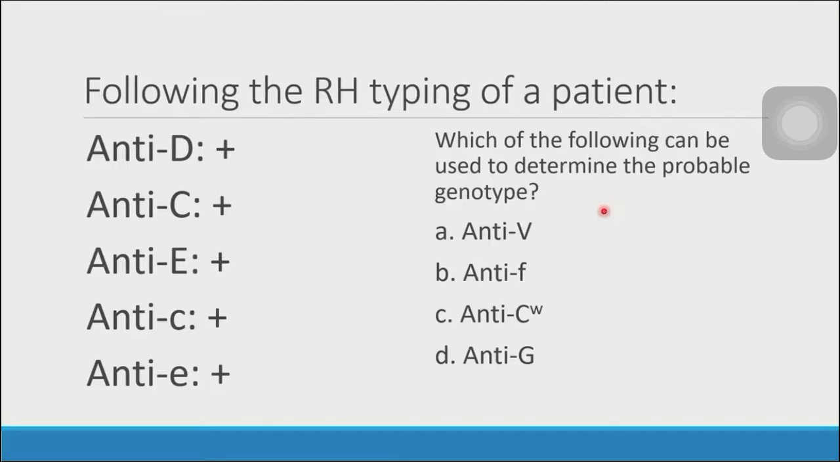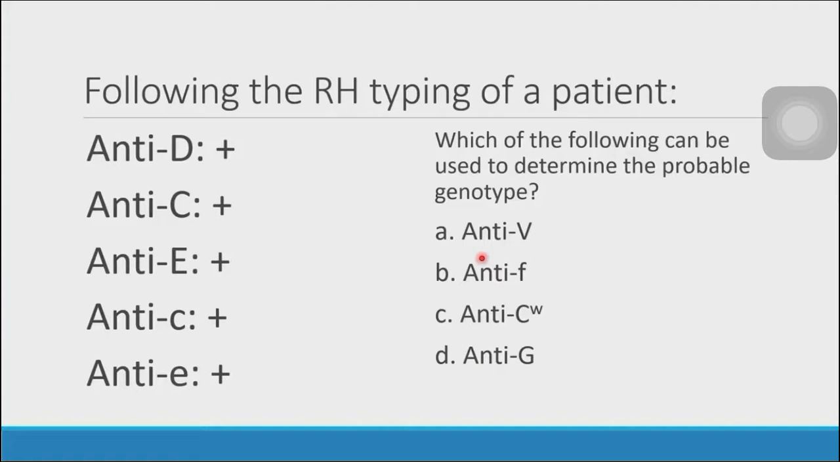Next, following the RH typing of a patient, RH phenotyping positive sa anti-D, anti-C, anti-E, anti-small c, and anti-small e, which of the following can be used to determine the probable genotype? So how will you approach this type of question? In order for us to answer this, dapat alam natin yung dalawang information na to. Ano yung una? Ano yung mga antigens that are target of these antibodies?